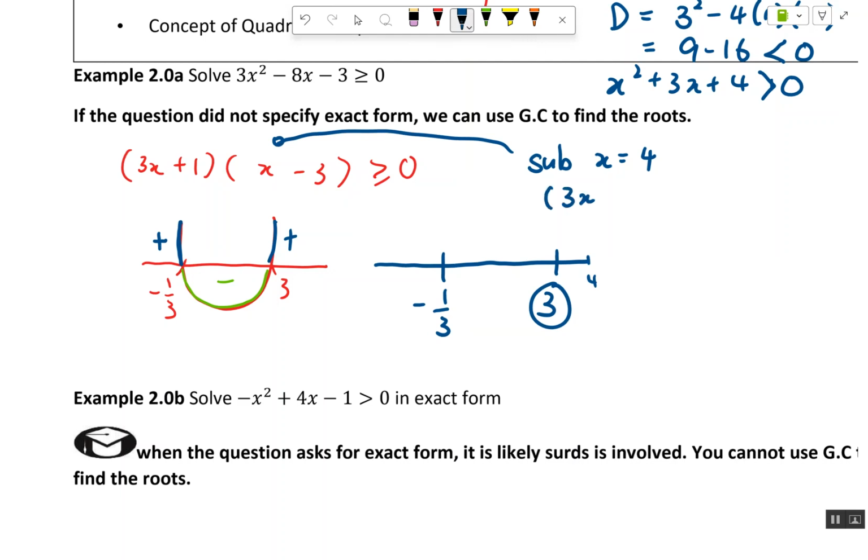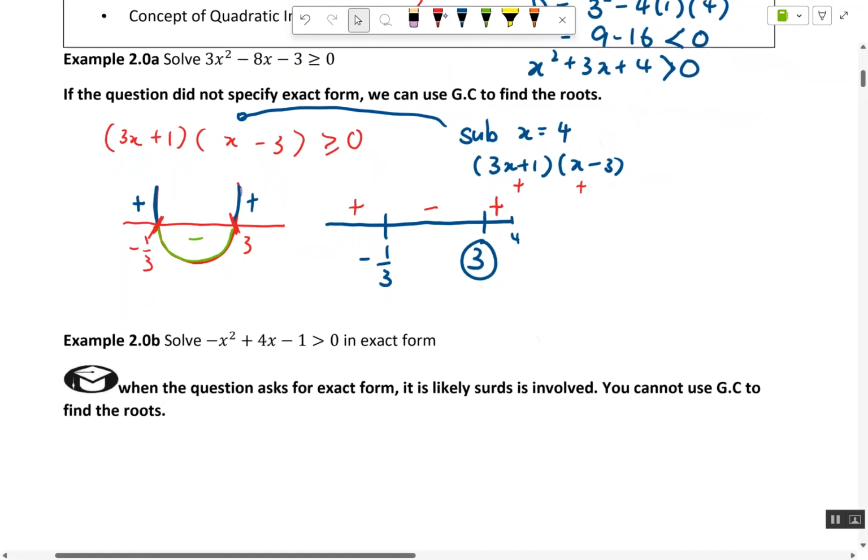So when I look at 3x plus 1 as well as x minus 3, when I sub in x equals 4, I know this one is positive, and this one is positive. Positive times positive, this part will be positive. As long as there are roots here, it will always alternate: plus, minus, and then plus. Because as long as there's a root, the graph will pass from positive to negative, and as long as there's another root here, the graph will pass from negative to positive. So you can always write plus, minus, plus, as long as you can find the roots.